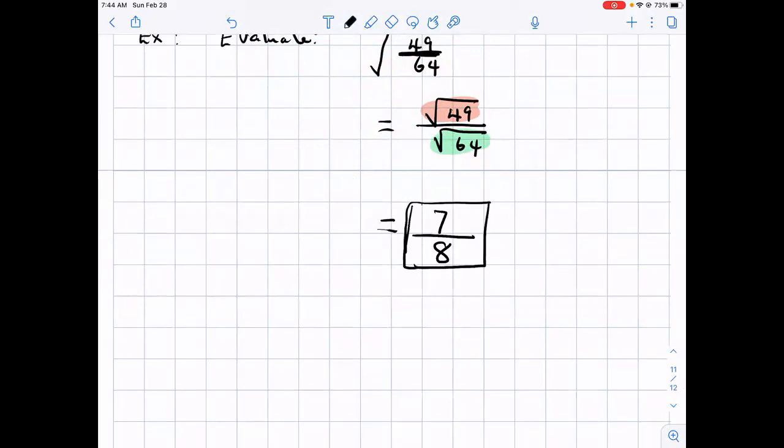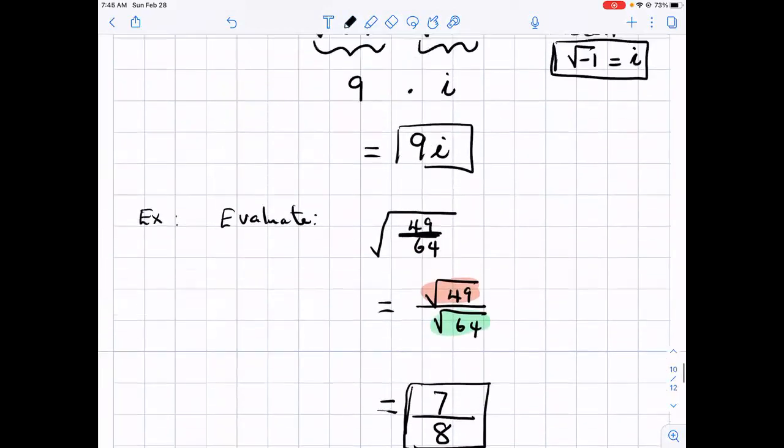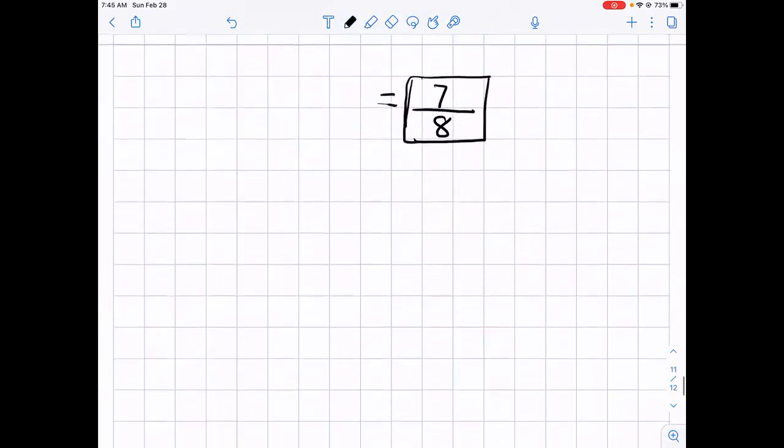And sometimes you will have to simplify the radical before you evaluate it. Sometimes you will have to simplify the radicals. So this was a quick review. But let's look at some of the properties of radicals.